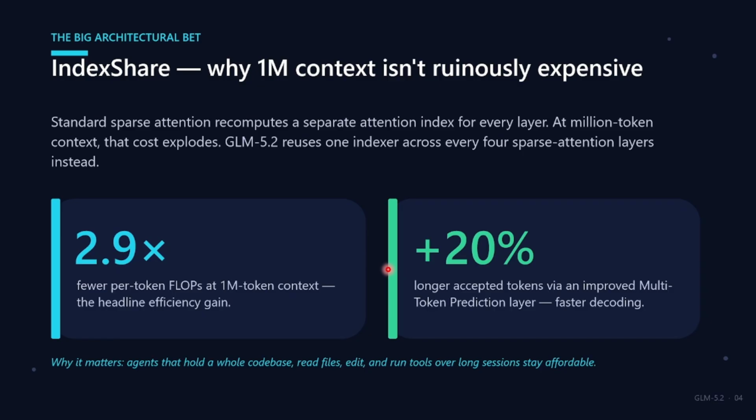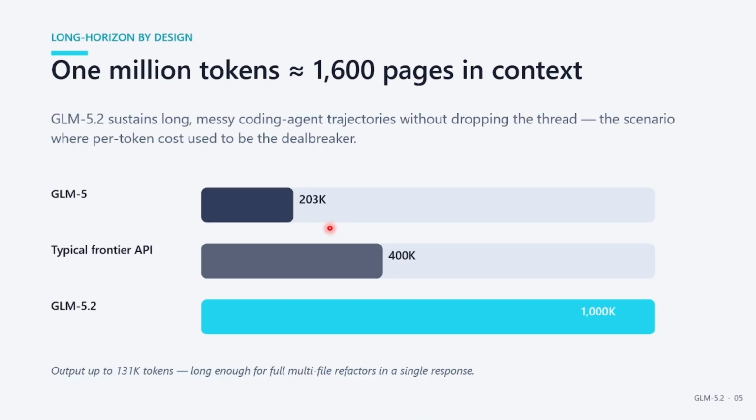The big architecture bet. The slides explain one major technical idea called IndexShare. Normally, when a model handles a very large context, the cost can become very high. GLM 5.2 tries to solve this by reusing an attention index across multiple layers. The result is fewer calculations when using a very long context. The slide says this gives 2.9 times fewer per token FLOPs at millions of tokens context. In simple words, it helps the model handle huge code bases without becoming too expensive.